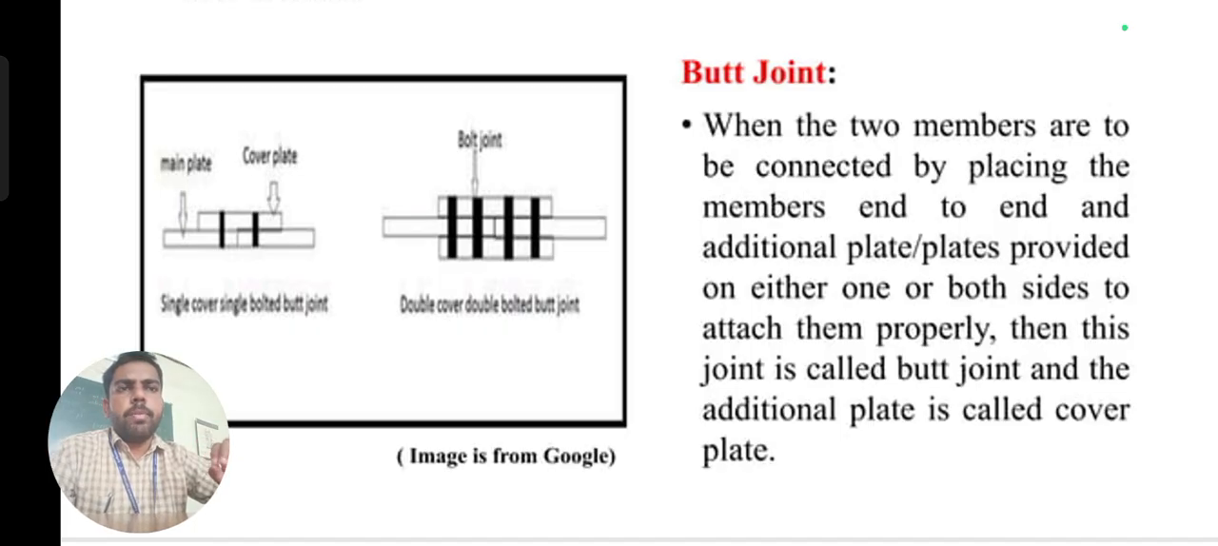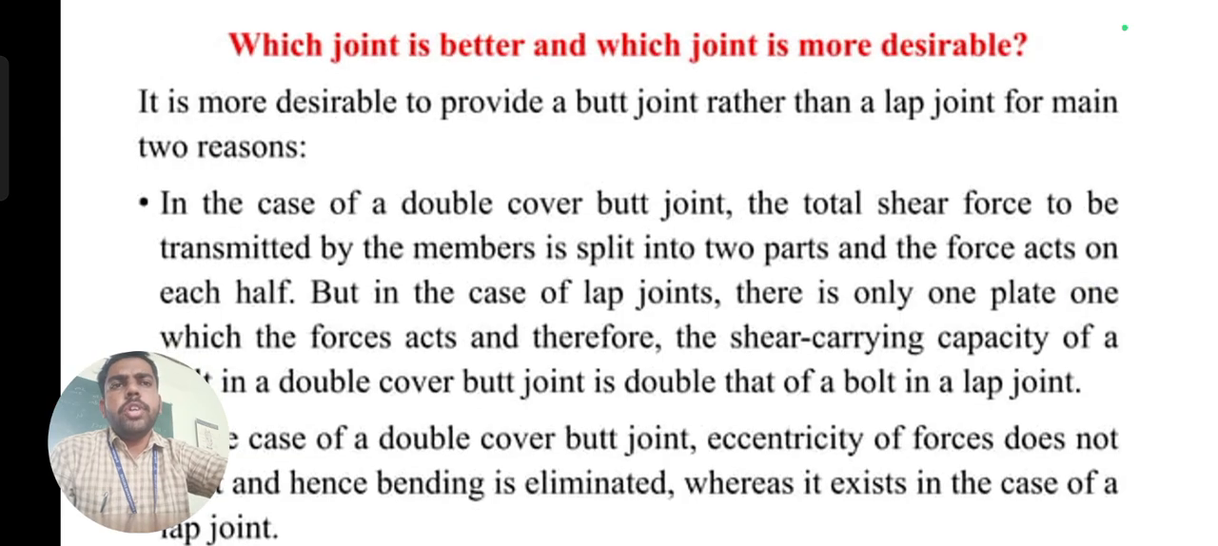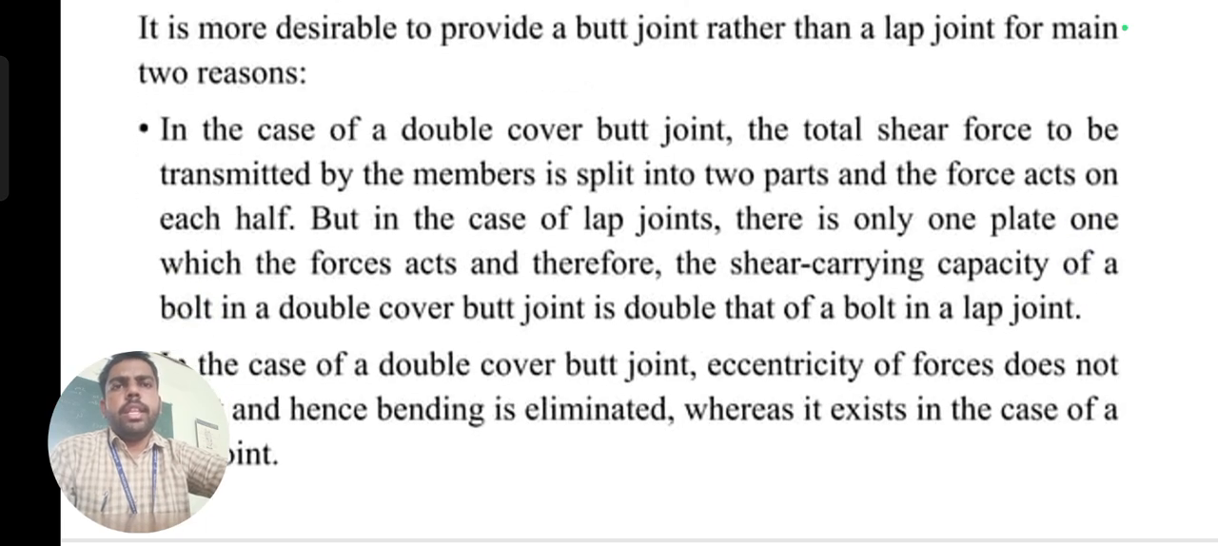Two members are connected by placing the members end to end, and additional plates are provided on either side, that is top side or bottom side or both sides. That is called a butt joint. Which joint is better? In the case of a double cover butt joint, the total shear force to be transmitted by the members is split into two parts and the force acts on each. But in the case of a lap joint, there is only one plate and the force acts on it. Therefore the shear capacity of the bolt in a butt joint and double cover butt joint is higher than in the lap joint.